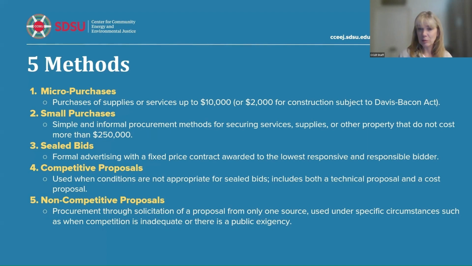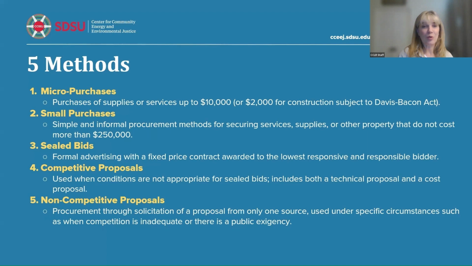It's a technical proposal, right? It's a cost proposal. And remember that with these, you have to do a formal bid request. You have to have evaluation criteria, open for 30 days. So there are a lot of requirements under competitive proposals. So this is one that you really need to be careful with, okay?